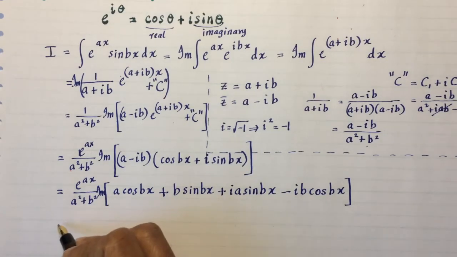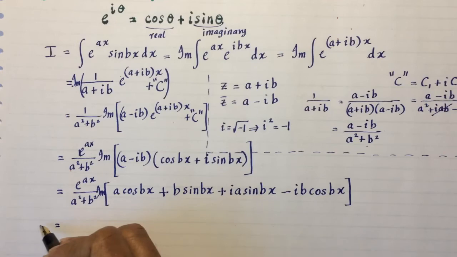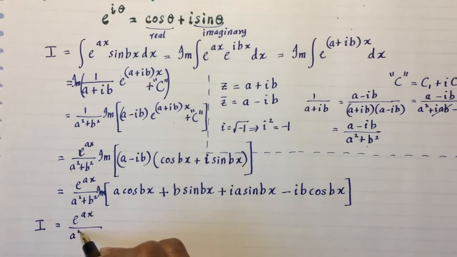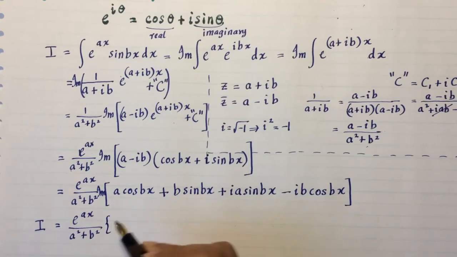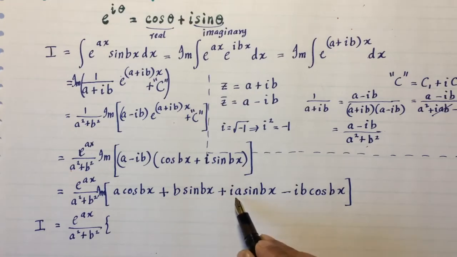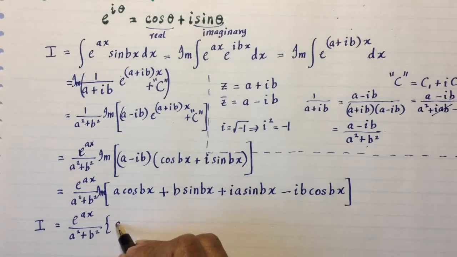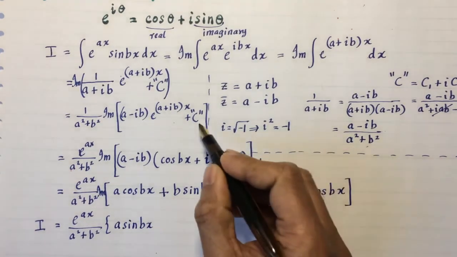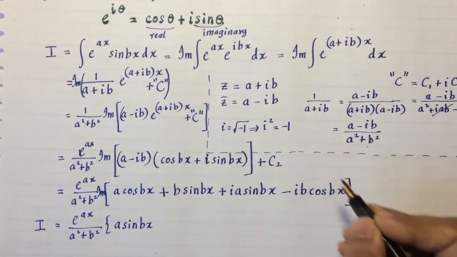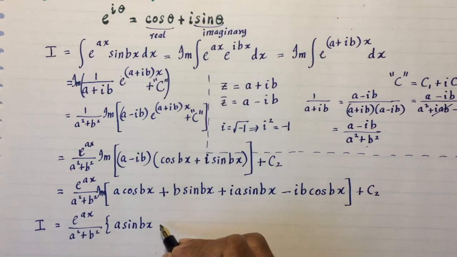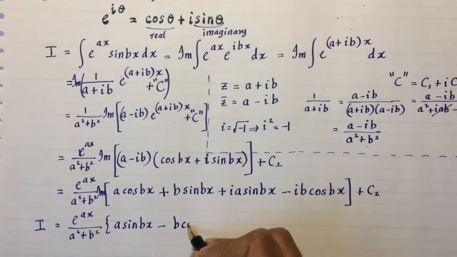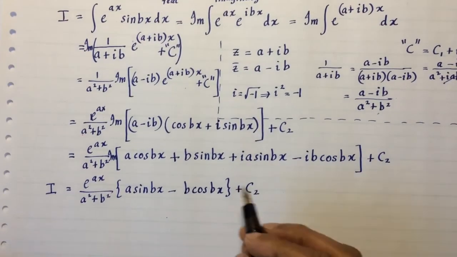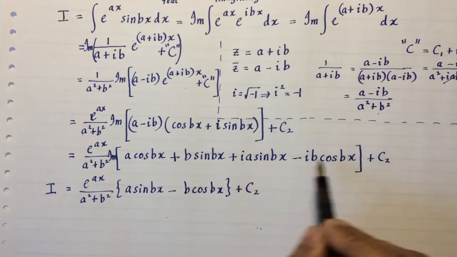The imaginary part I can now do. So the integral that we started out with is the imaginary part of all this. So that's just e to the ax over a squared plus b squared times, imaginary part means anything multiplying an i, and those two things have an i multiplying them. So that's going to be a sine bx minus b cosine bx. Oh, don't forget, the imaginary part of the constant c I'll just write as c2, plus c2. The big payoff is that it's not very difficult to find the real part. I just leave out those two and write these two.